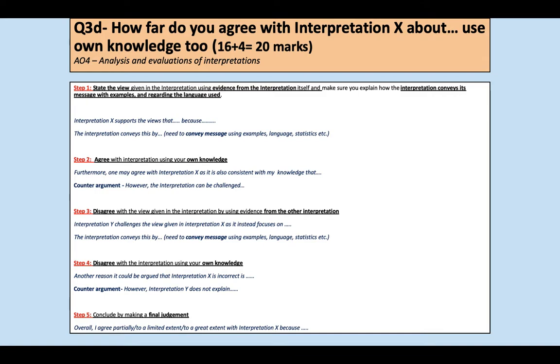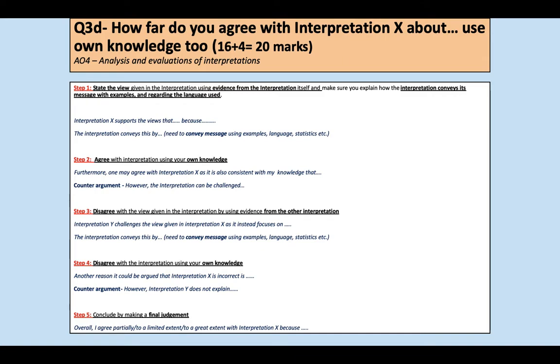So as it says in step 1, for your first paragraph, you state the view that's given in that interpretation, and you look at the evidence that is used in that interpretation itself. Now the other part there is it says you also need to have a look at the language used. Now that is something that we've already done in our last part there, so we can just use whatever we did in task 2 into task 3.